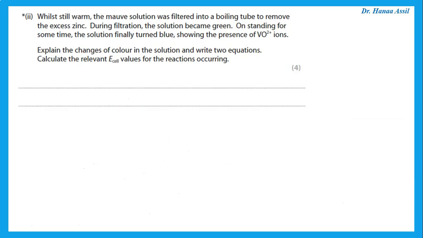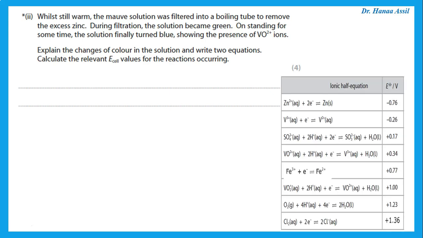Okay. While still warm, the mauve solution was filtered into a boiling tube to remove the excess zinc. Now, during filtration, the solution became green. That means something happened. On standing for some time, the solution finally turned blue. These colors would be an indication when you study the chapter on transition metals. The transition metals will tell you the indication of these colors. But for here, we don't need to know the indication of these colors. We just need to look at the table.